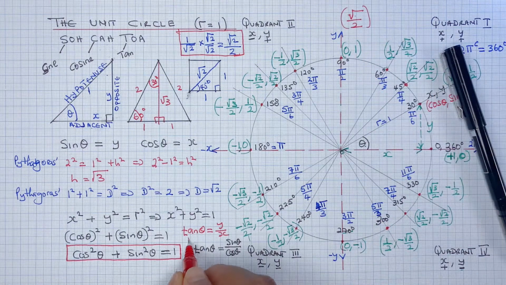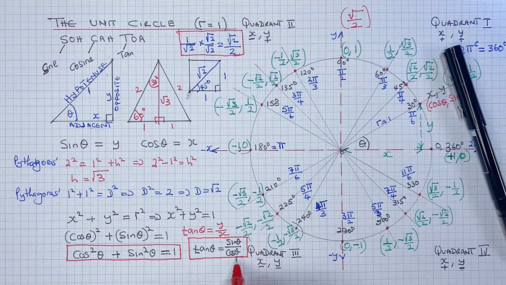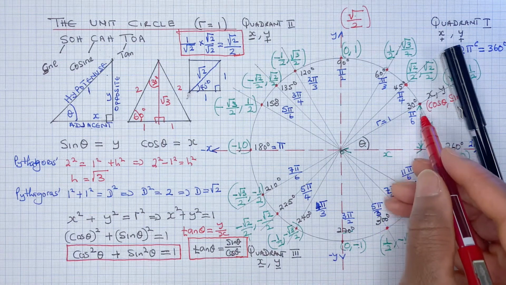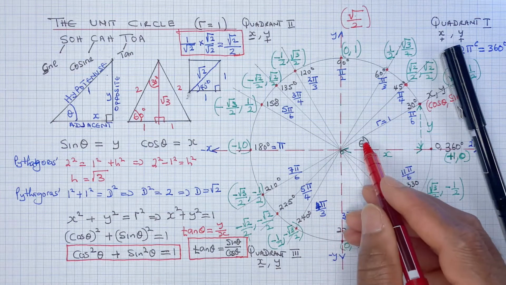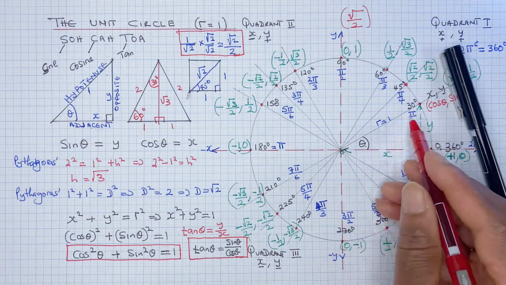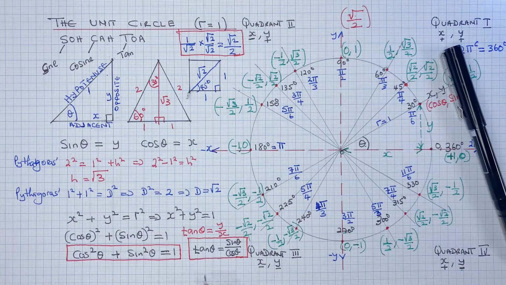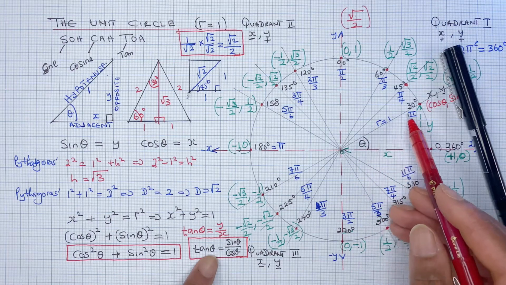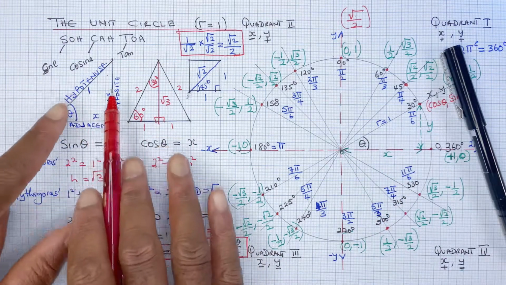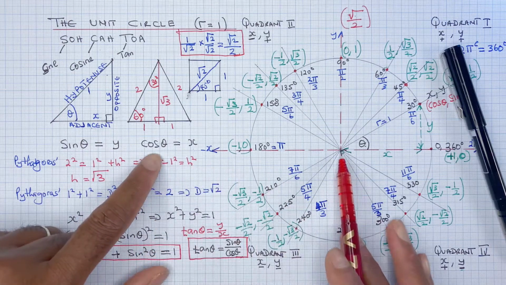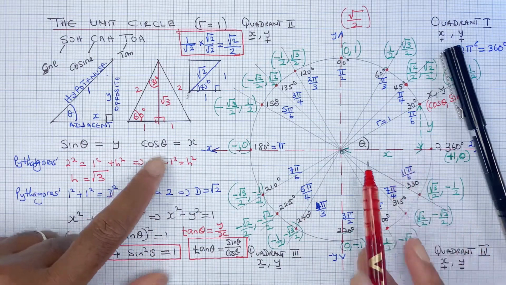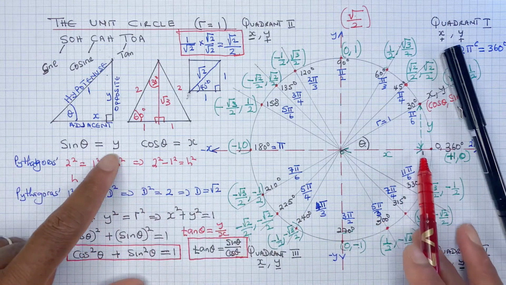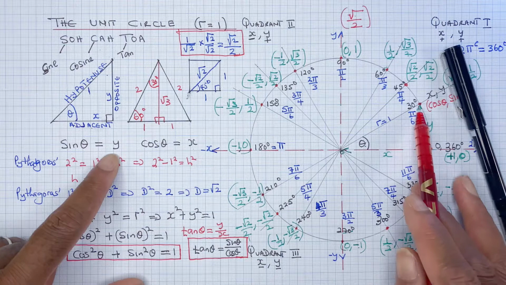So tan theta, which is the gradient or the slope, is sine theta over cos theta. That means that height over that width will give you the gradient of this slope. And that's how you find it. So tan theta describes the slope of the curve. Cos theta describes the position along the x-axis. Sine theta describes the position along the y-axis.